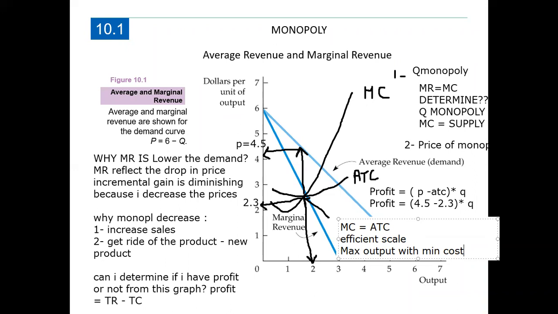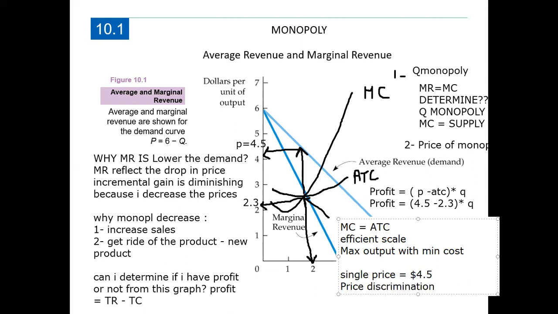If this monopoly is using a single price, he will set the price at the mean single price. This means it will be 4.5 and that's it, no more. But if he is trying to make price discrimination, he can set a price above or below the 4.5.